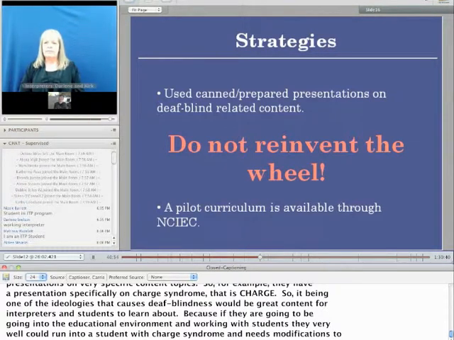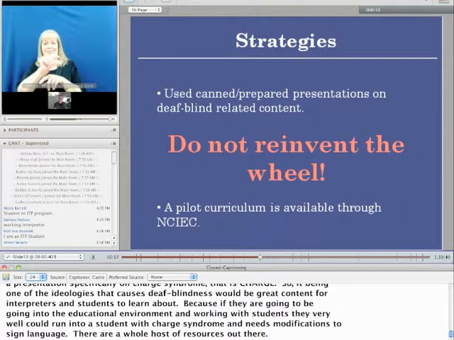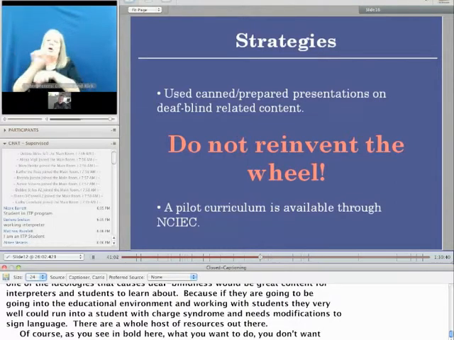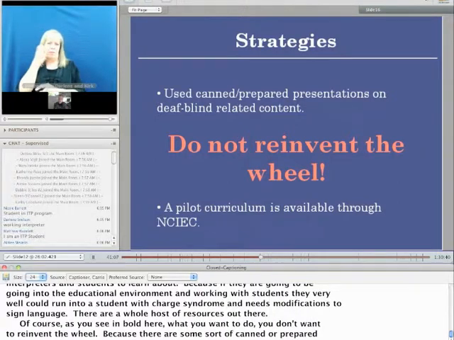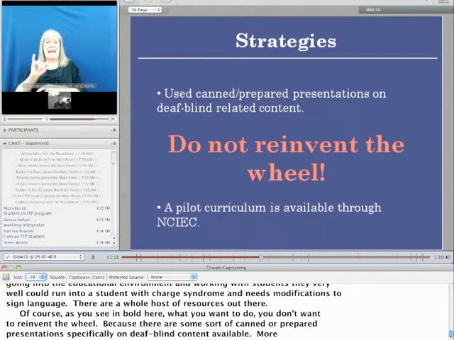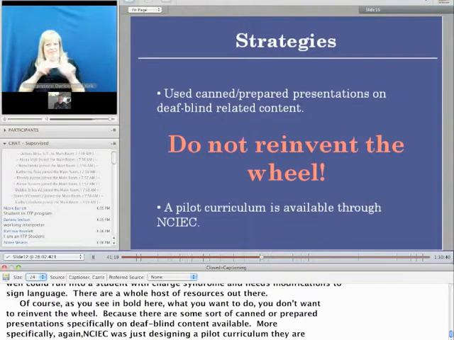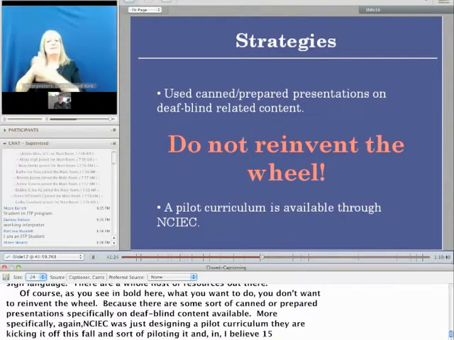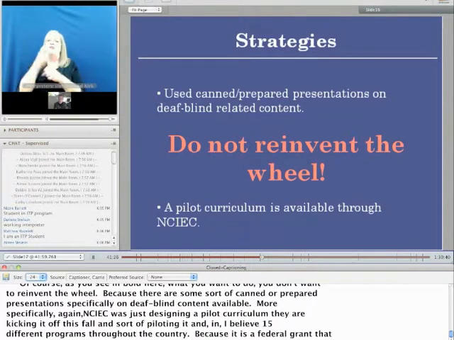And of course, as you see in bold here, you don't want to reinvent the wheel, because there are some canned or prepared presentations specifically on deafblind content that are available. More specifically, again, NCIEC was just designing a pilot curriculum. I know they are kicking it off this fall, and they're piloting it in, I believe, 15 different programs throughout the country. And because it's a federal grant, that content is available to you for free to use. And they have given me permission to tout that message.